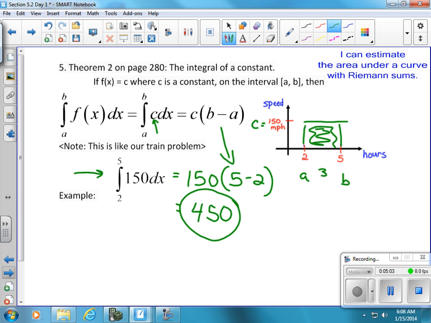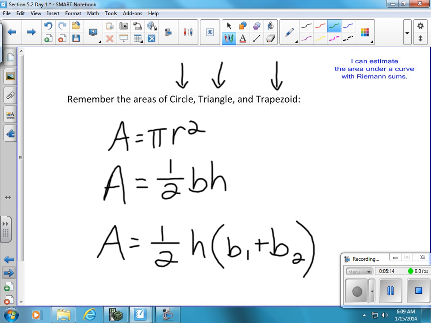Okay, so that's what we do with a constant as our integral. Integral of a constant. We'll do a lot more with that, you'll see.